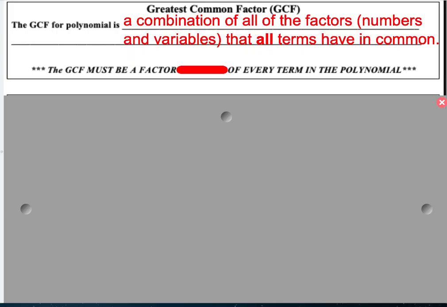So some vocabulary to start with. The GCF for a polynomial is a combination of all of the factors, numbers and variables, that all terms have in common. So we're looking for what can they all be divided by.